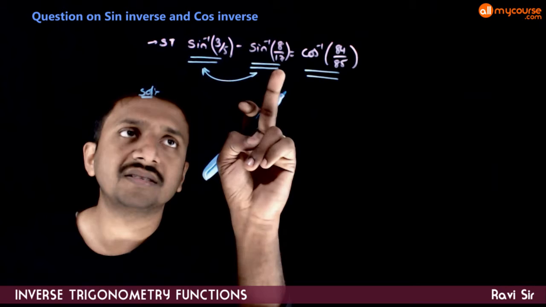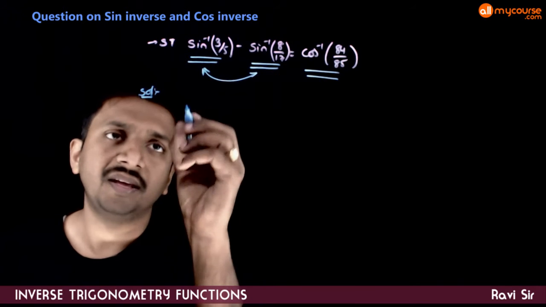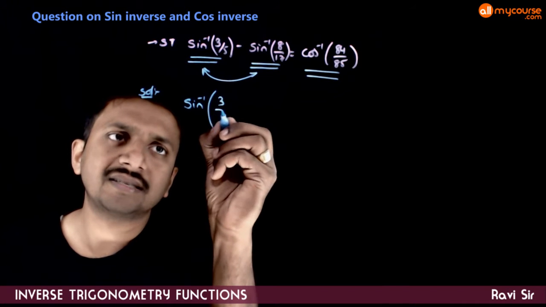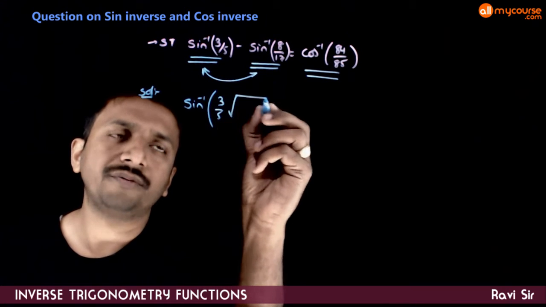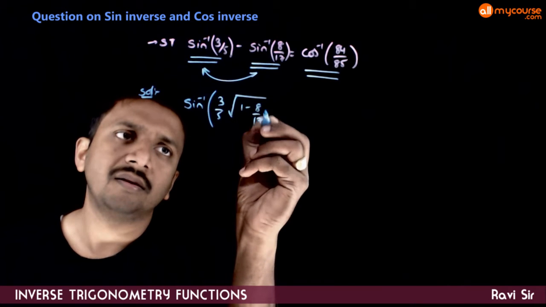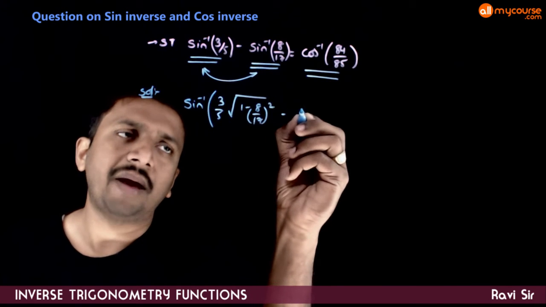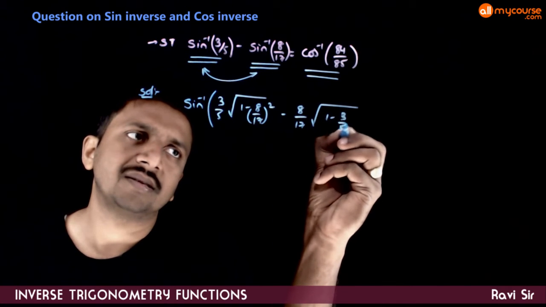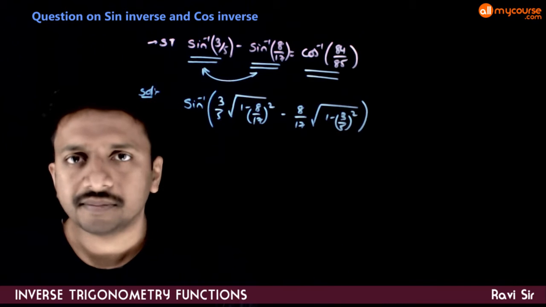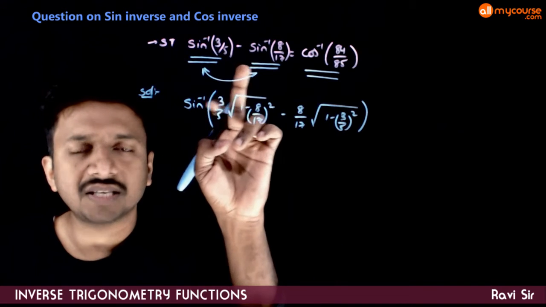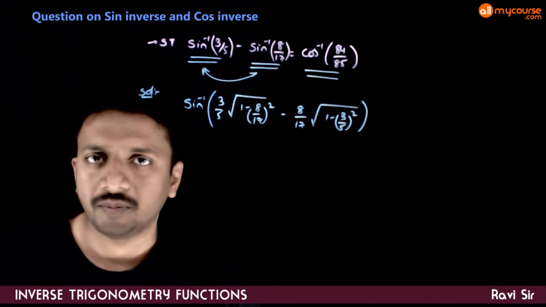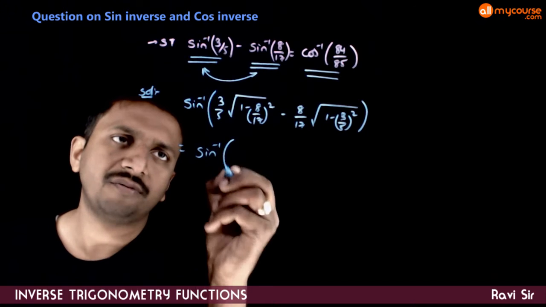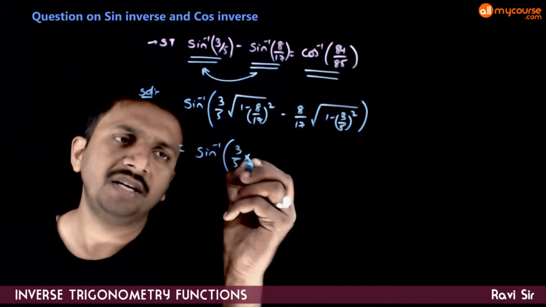So sine inverse of x minus sine inverse of y is sine inverse of x into root of 1 minus y square minus y into root of 1 minus x square. So for sine inverse x minus sine inverse y, you have only one formula for all cases. That is equal to sine inverse of 3 by 5 into.